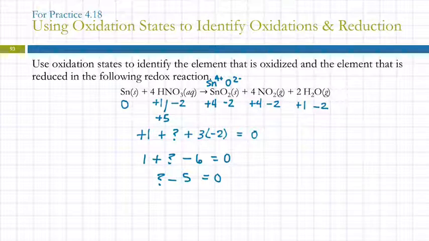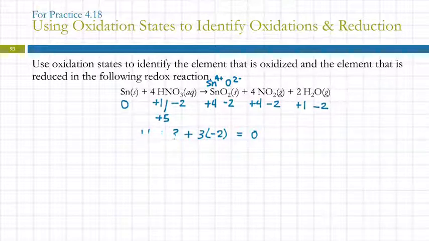Any questions about that one? The math is not hard. You just have to remember what you're mathing, right?